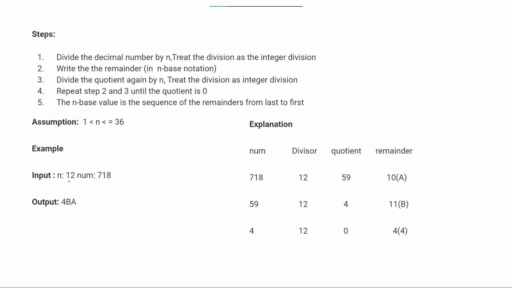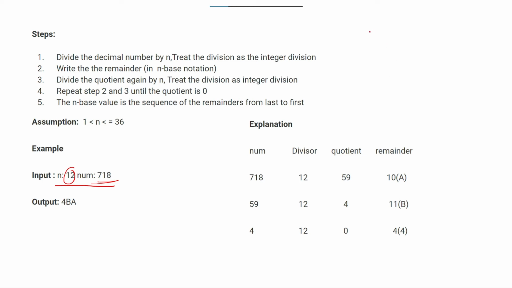You can see here we have n as 12 and the number 718. So what we have to do is convert this number to the n base system. There are many systems like binary, ternary, hexadecimal. Decimal is our general system, so we have to convert it. So how are we going to convert it?